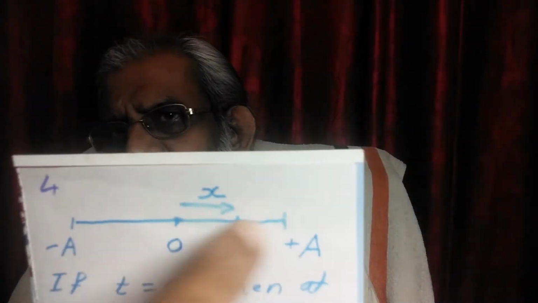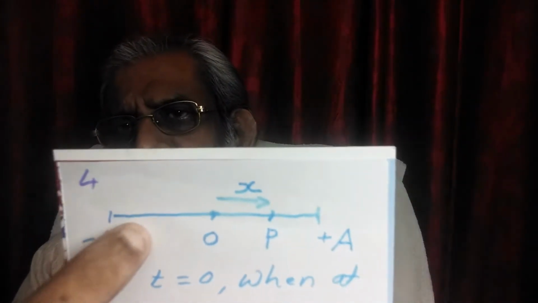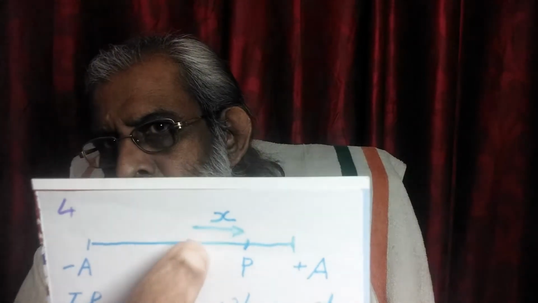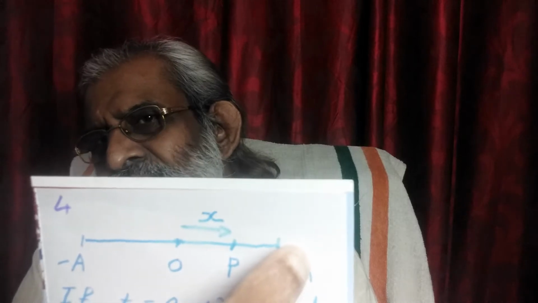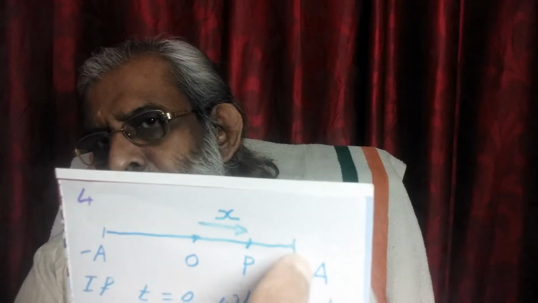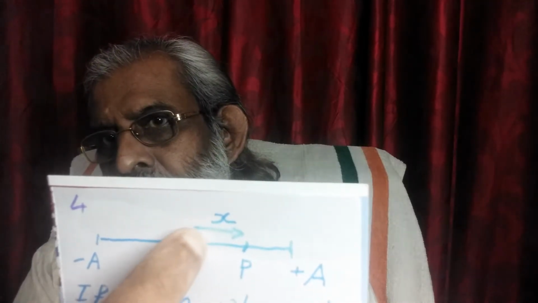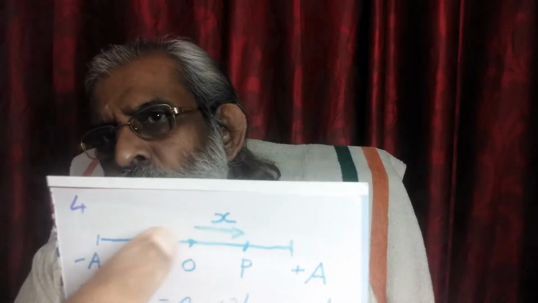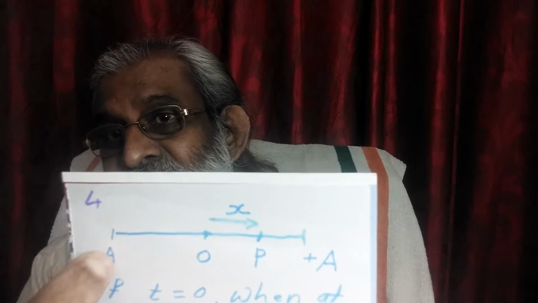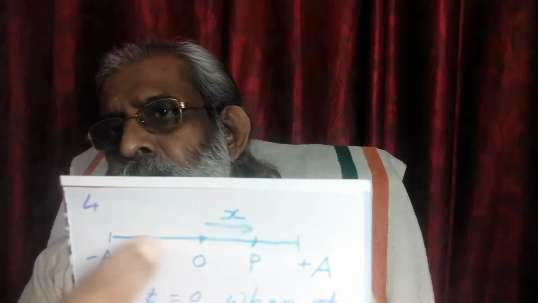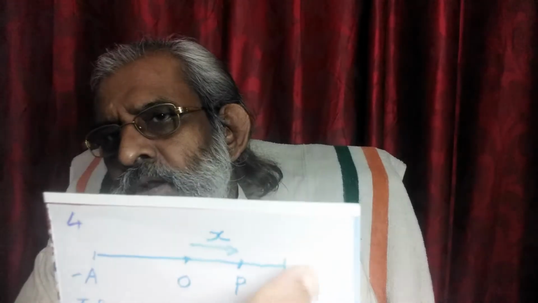Now, look at this figure. This is a horizontal path along which a particle is executing simple harmonic motion. This is the resting position. It moves over to the right extreme position plus A, and from O it moves to the left extreme position minus A. So minus A and plus A are the amplitudes on either side of the resting position.